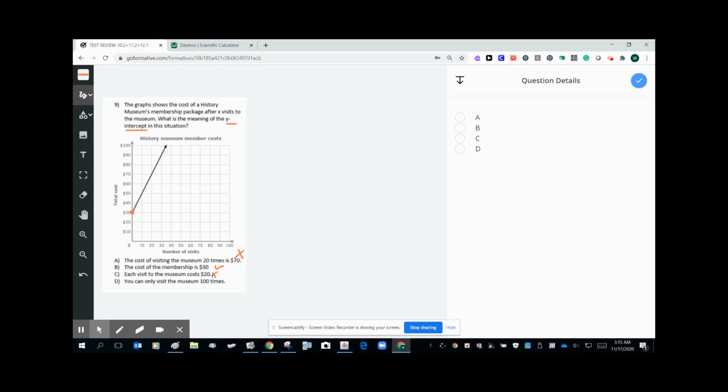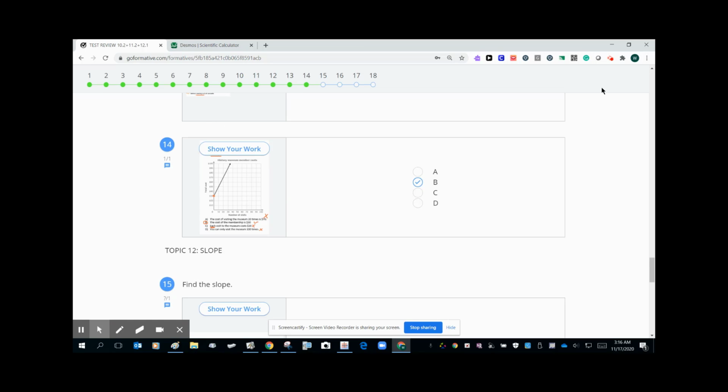Each is also another word for slope, okay, because that will be the rate. Okay, you can only visit the museum 100 times. And also, again, we're not looking for 100. So basically the cost of membership, so the initial cost, would be $30. So we select letter B and we get the green light. Let's go on to the next problem.